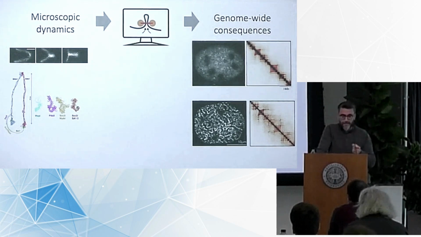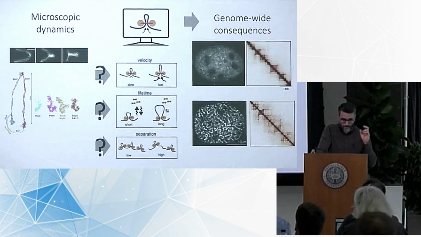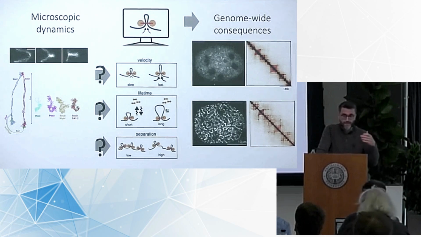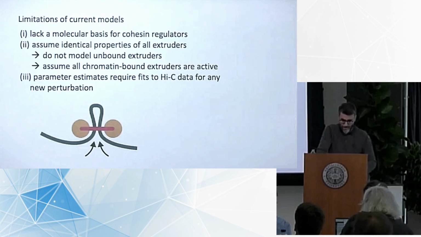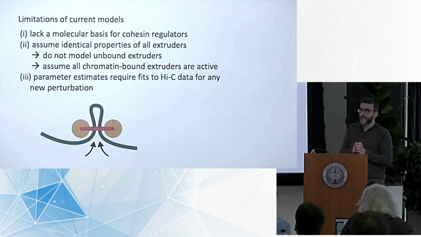So if we could take the microscopic abundance and dynamics of cohesin and use them as inputs to loop extrusion simulation, I'd argue you could make such predictions. Really, the question reduces to building a map, and the map is between the set of subunit abundances and the parameters of the loop extrusion process. But it's not obvious what the velocity, the lifetime, the separation should be for any given concentration of all of these subunits. And that is because, in my opinion, of limitations of current models.